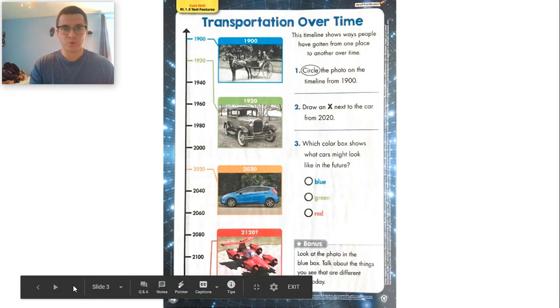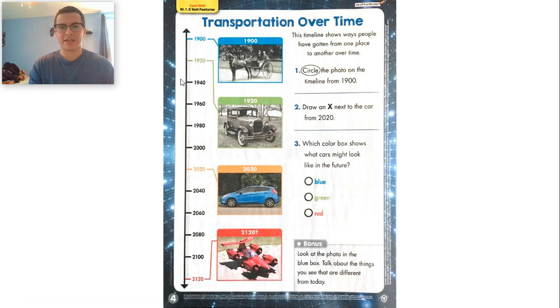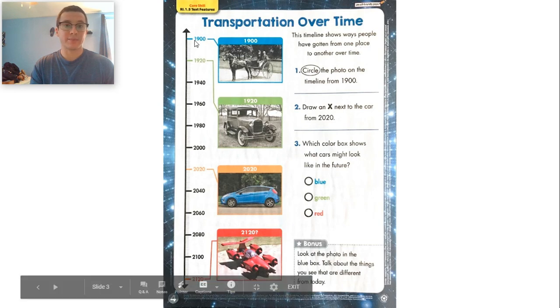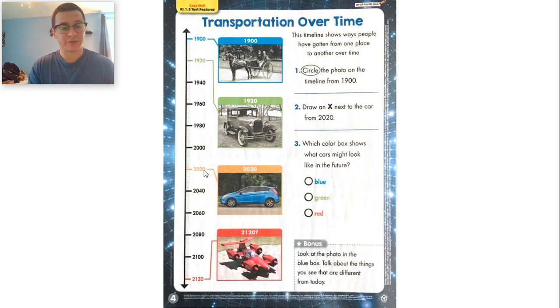on the back. Ooh, we've got this thing. Now, we might not know what this is called, but this is definitely a nonfiction text feature. This is called a timeline. A timeline. So, this shows you how people have gotten from one place to the other over time. So, these are years. So, right now, the year is 2020. And these photos are showing you how people got places in different years.